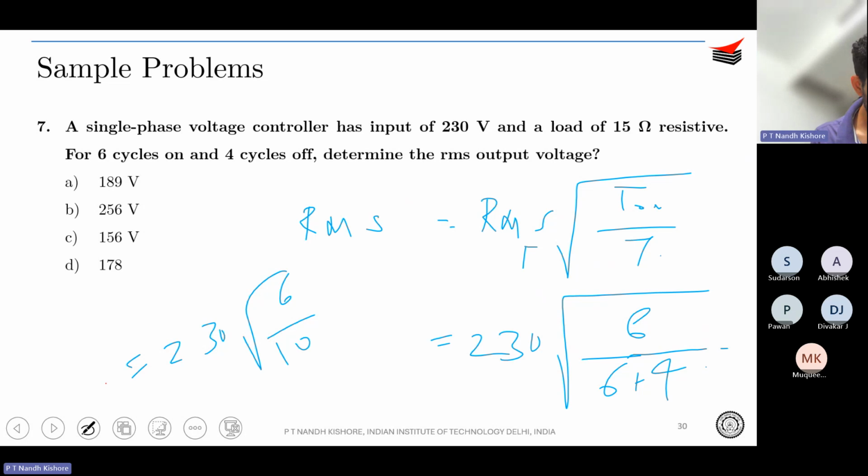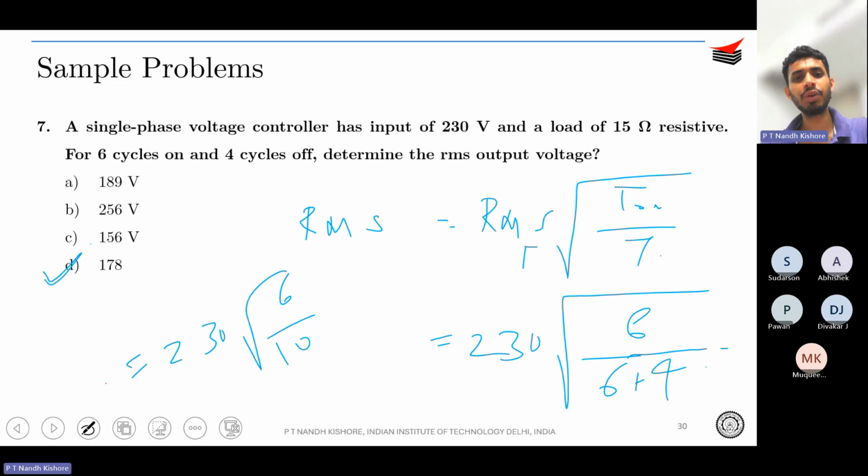Where's my calculator? If you guys find out earlier, you can tell me. So root over 0.6. So it should be 178.16 volt. So the answer is D.